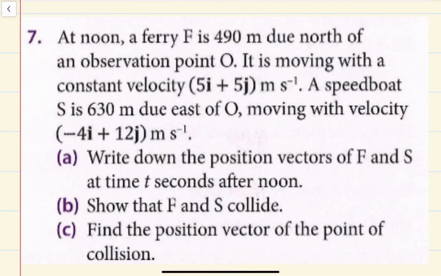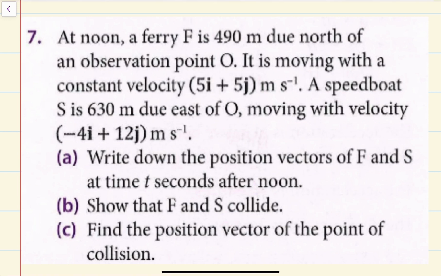This question is to do with collisions and vectors in motion, and these are two things which are moving with a constant speed. So it says at noon, a ferry F is 490 meters due north of an observation point O. It is moving with a constant velocity, 5i plus 5j meters per second. A speedboat S is 630 meters due east of O, moving with a velocity of minus 4i plus 12j meters per second. Write down the position vectors of F and S at time t seconds after noon.